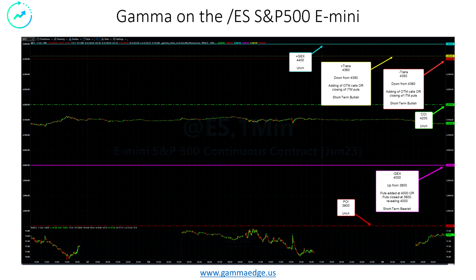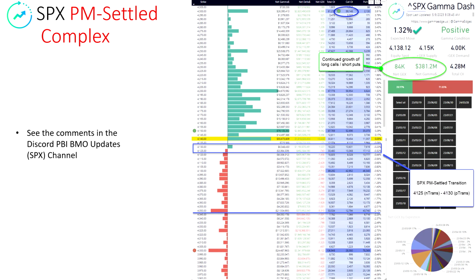As I said with the ES, we've got some drops in the transition ranges. We've also got a move up here of the minus GEX level, and so we're starting to squeeze price. When we see that, we're going to potentially move in one direction or the other, so just be aware of that. Taking a look at the PM settled complex, we are continuing to see the growth of long calls and short puts. The GEX structure is moving decisively into a more positive environment with respect to the trader. And so that's always something to note.